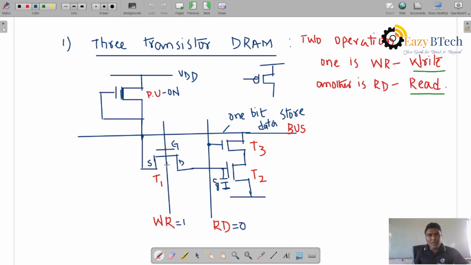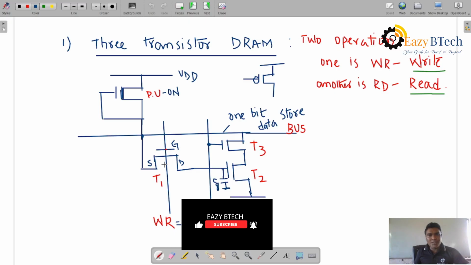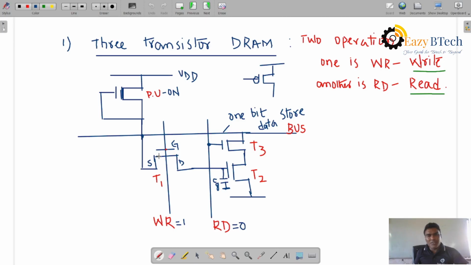Write into the memory cell: WR is equal to 1, T1 is on, the gate voltage is on, and the channel is established. Then the source is connected to the data bus, and the signal passing through is connected to transistor T2. T2 will be on, and it is stored in CG, the gate to channel capacitance, right?